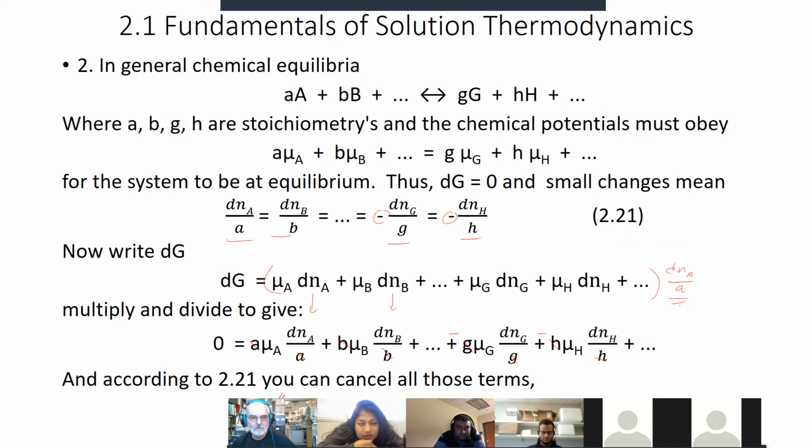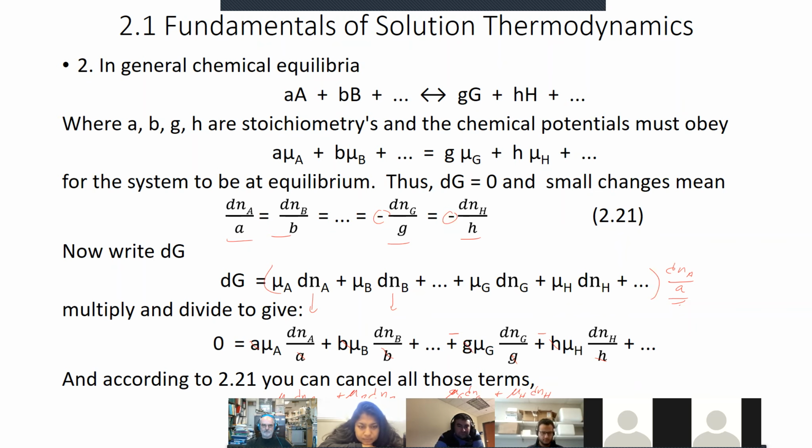Does this not end up being mu sub A dNA plus mu sub B dNB, because it's the coefficients that cancel, plus mu sub G dNG plus mu sub H dNH? Double check that yourselves and come back to that. We're going to go on from here because this becomes simplified at this point later on.